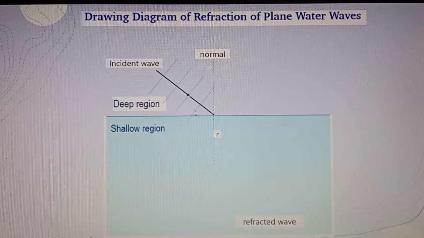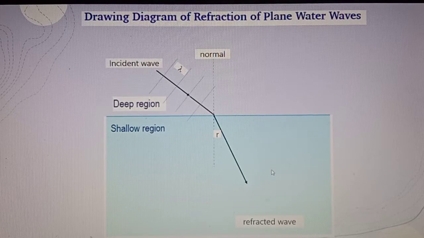Now the wave travels from deep to shallow. What happens to the speed? When it goes from deep to shallow, the speed decreases. So we draw the direction of the refracted wave. The distance between two consecutive wavefronts is lambda, or the wavelength. Let's say this is the direction of the refracted wave, which bends towards the normal because the speed decreases.